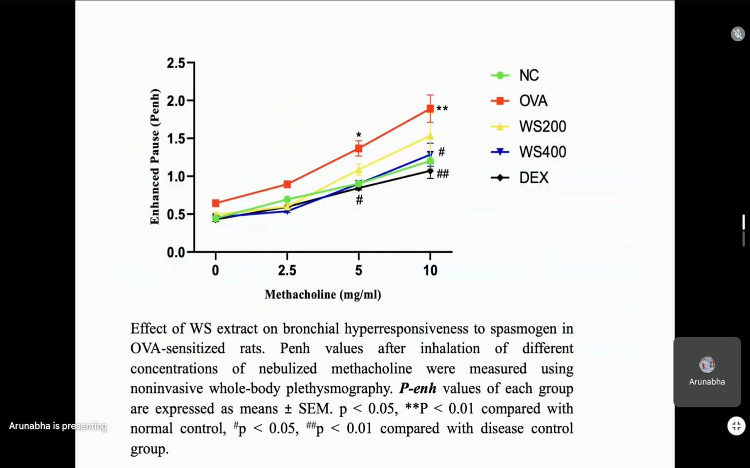You can see here that this shows different concentrations of methacholine challenge, and on the y-axis you can see the P enhance, which is the enhanced pause, an indicator of airflow restriction. And you can see here in the disease model, the airflow restriction is maximum, in red. And with dexamethasone and with Withania somnifera, the airflow restriction is reduced. And so this shows you that the model for asthma has been established.